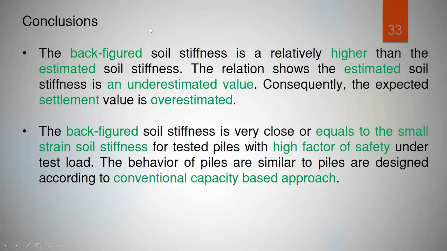So our conclusions: the back-figured soil stiffness is higher than the estimated soil stiffness, and the estimated soil stiffness is an underestimated value. So the estimated soil settlement is overestimated. And the back-figured soil stiffness equals the small strain stiffness for tested piles with a higher factor of safety under test load, and the behavior of the piles is similar to piles designed with the conventional capacity-based approach.